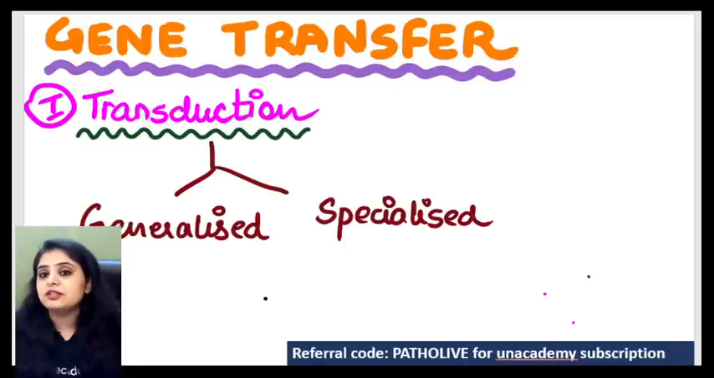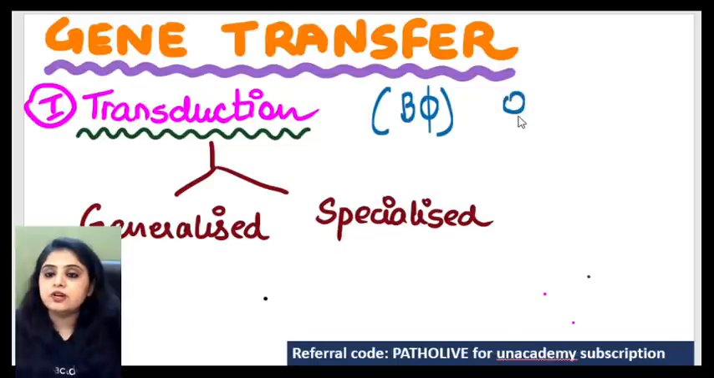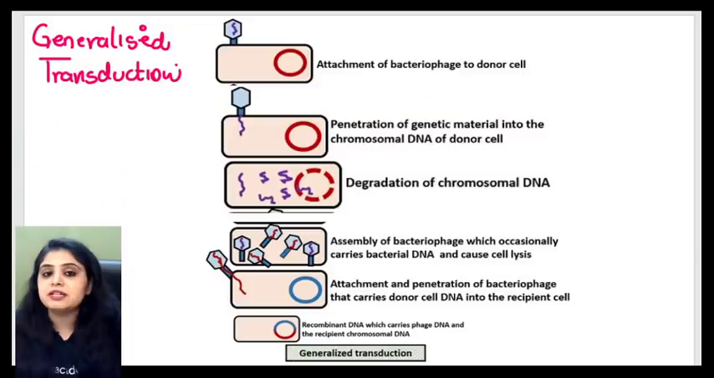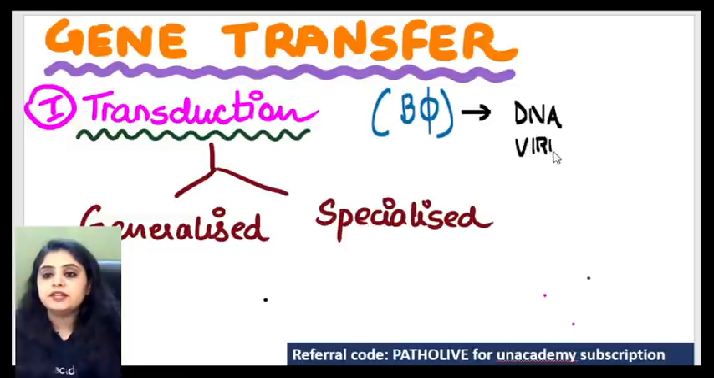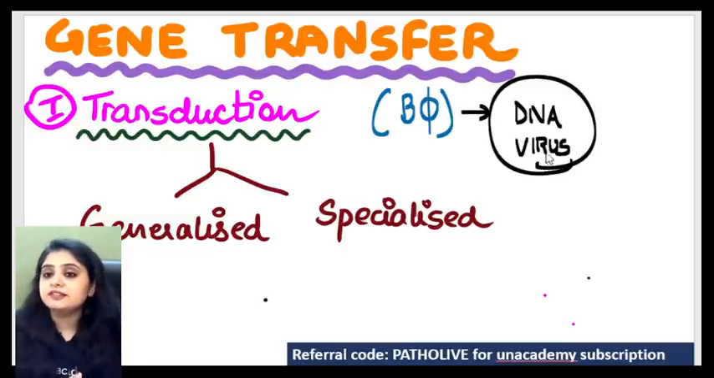Please remember, for transduction, the most important thing that you need is a bacteriophage. So how does a bacteriophage look like? I hope you remember the bacteriophage has a classical tadpole-like morphology. It has a classical tadpole-shaped structure. And actually, what is a bacteriophage? Is it a bacteria, a virus, a parasite? So remember, bacteriophage happens actually to be a DNA virus. So a DNA virus is going to help in transfer of genes between bacteria.